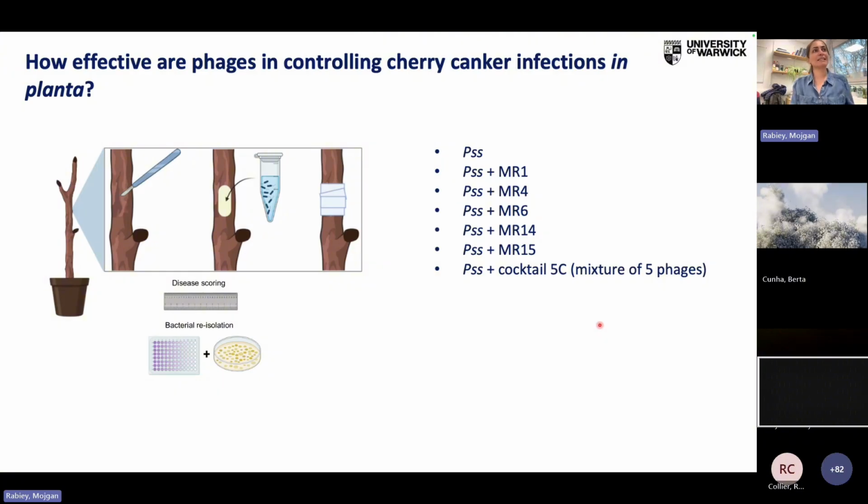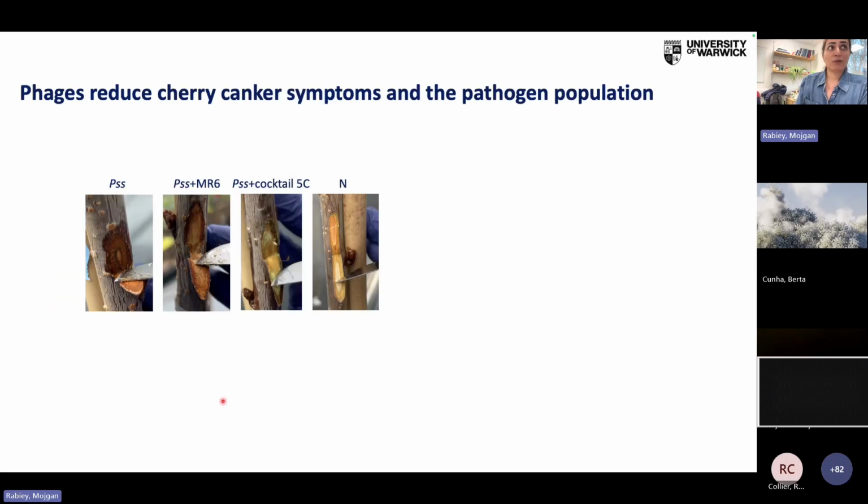In our in planta assay, we also do a lot of leaf infections and woody tissue infections. So here are the woody tissues that we infected with PSS, or with PSS and each phage individually, or a mixture of 5 of them. Then we score the disease and do bacterial re-isolations. If you look at the symptoms, you could see these browning lesions of PSS. MR6 reduced the population and the symptoms. When we have the cocktail of 5 phages, it almost clears the symptoms compared to the negative.